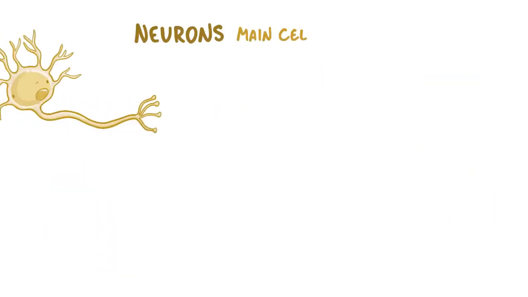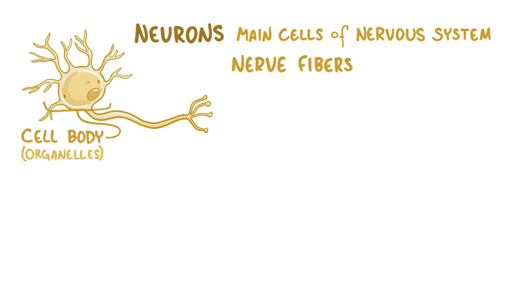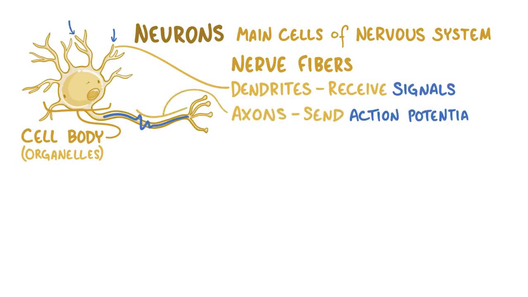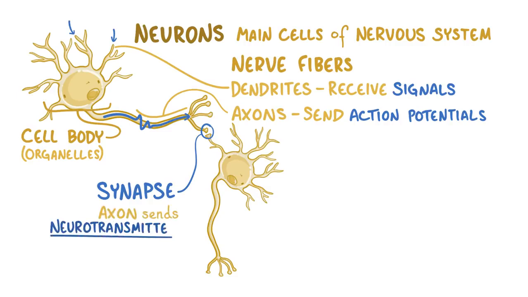Now, neurons are the main cells of the nervous system, and they're composed of a cell body, which has all of the cell's organelles, and nerve fibers, which are projections that extend out from the neuron cell body. Nerve fibers are either dendrites that receive signals from other neurons, or axons that send signals called action potentials along to other neurons. Where two neurons come together is called a synapse, and that's where one end of an axon sends neurotransmitters to the dendrites or directly to the cell body of the next neuron in the series.